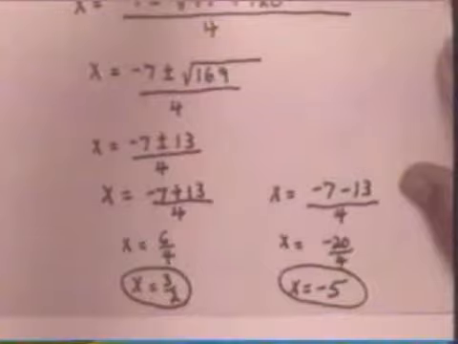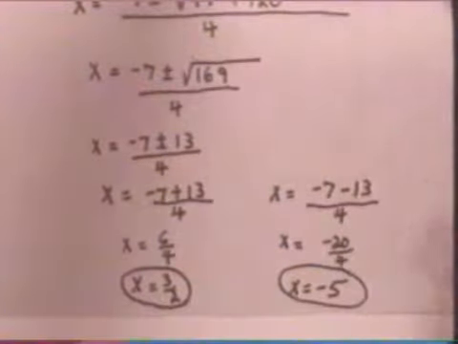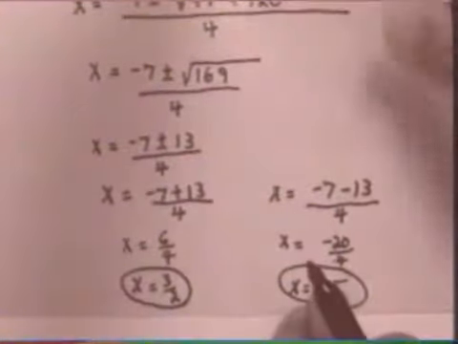So in this case we had rational answers. These are fractional answers. Answers that can be written as fractions are called rational answers. Let's look at another example.